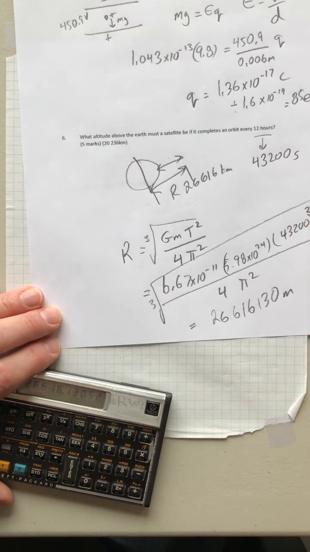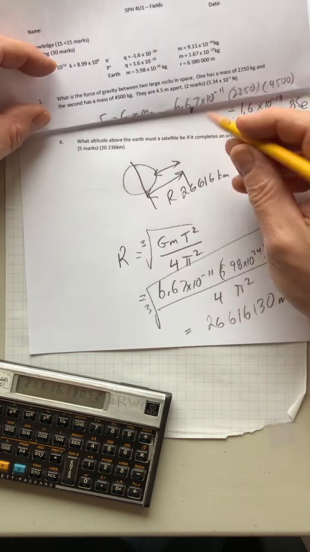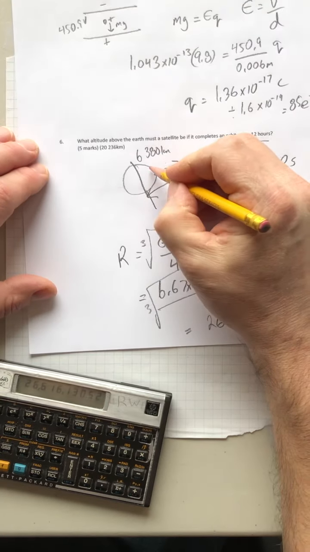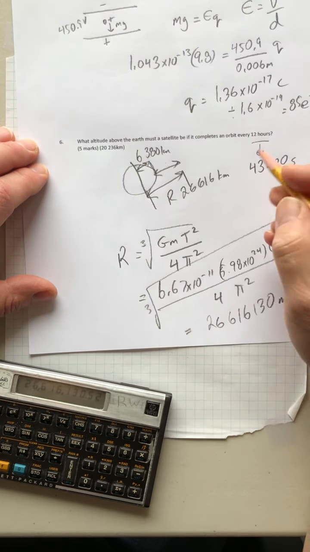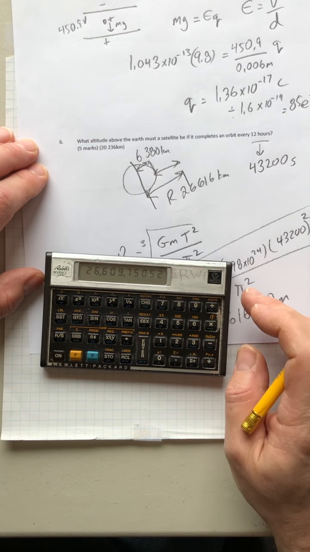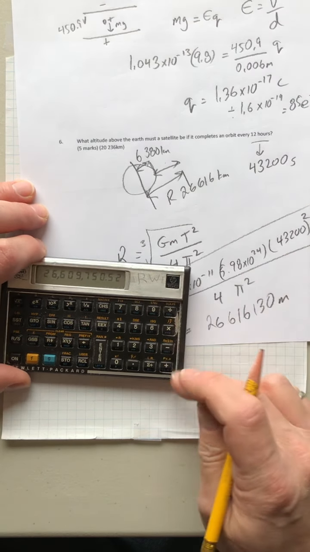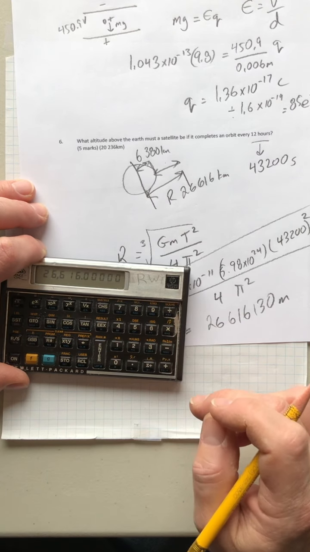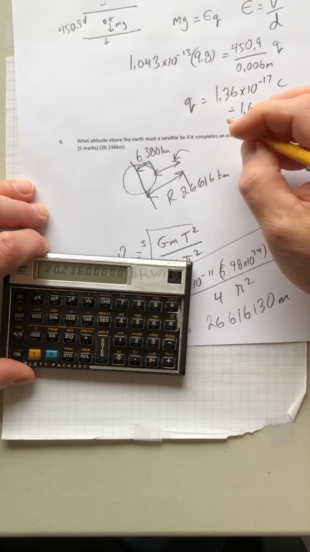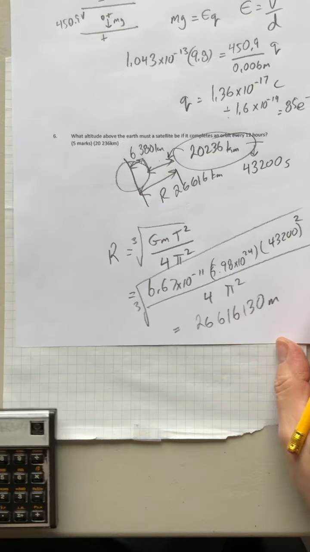I wanted the altitude, so I have to subtract the radius of the Earth, which you can always look up again. The radius of the Earth is 6,380 kilometers is this distance. Okay, so take my total distance minus the distance of the Earth, and then we're back to, oh, I still had it in meters. 26,616 kilometers minus 6,380 leaves me with altitude of here will be 20,236 kilometers. Okay, that's the end of that one.